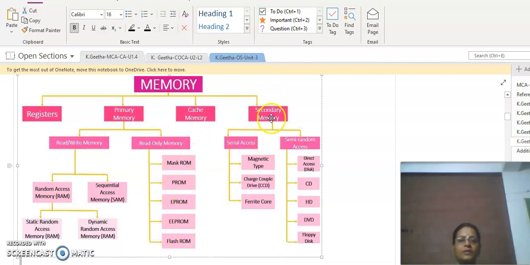Then coming to the secondary memory, it can be serial access or semi-random access. The serial access has the magnetic tape, CCD, and ferrite core under this category, whereas all the remaining come under semi-random access. So we have just discussed different levels of memory, the hierarchy of memory, how these different levels vary in terms of speed, cost, and size, and we have also discussed the various classifications of memory.